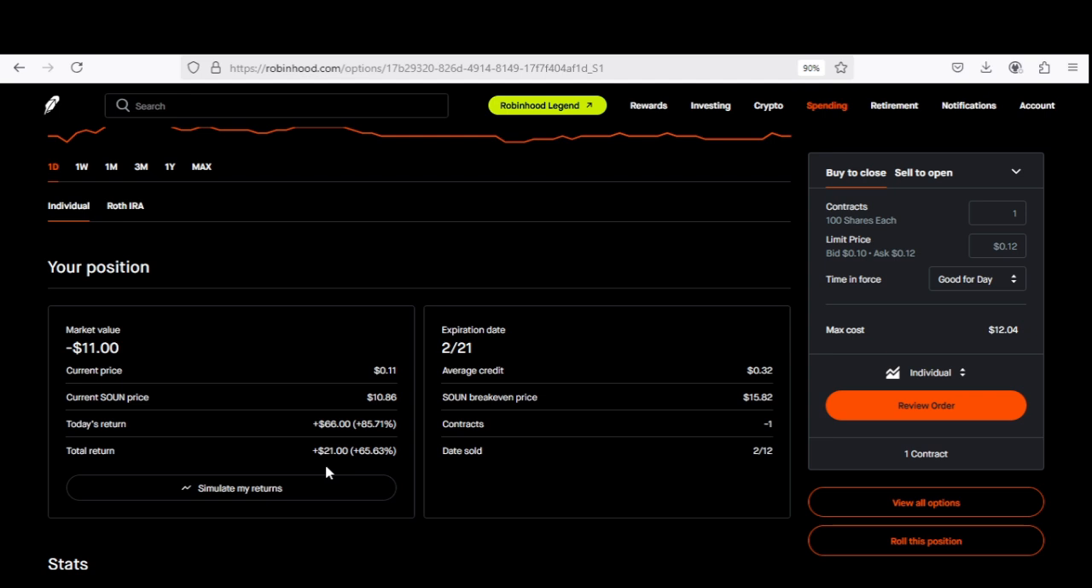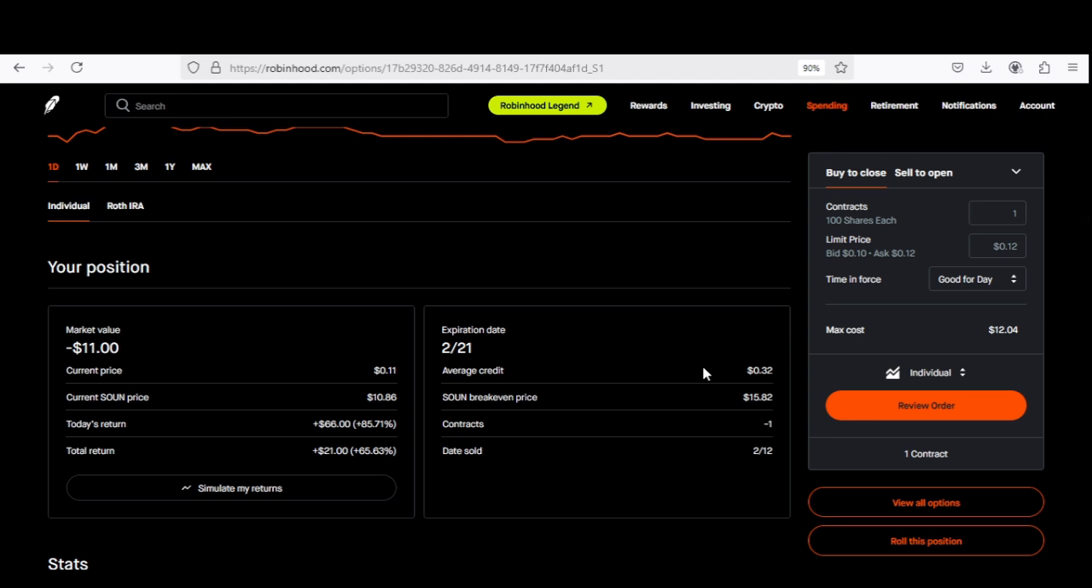So what we're going to do in order to get to that 75%, we're going to do a simple calculation. We're going to multiply our average credit we receive by 25%. Because if you're going to close out your option contract at a 75% return, that means you're going to be giving back 25% to the market. Now, 25% of this 0.32 here is going to work out to be $8.